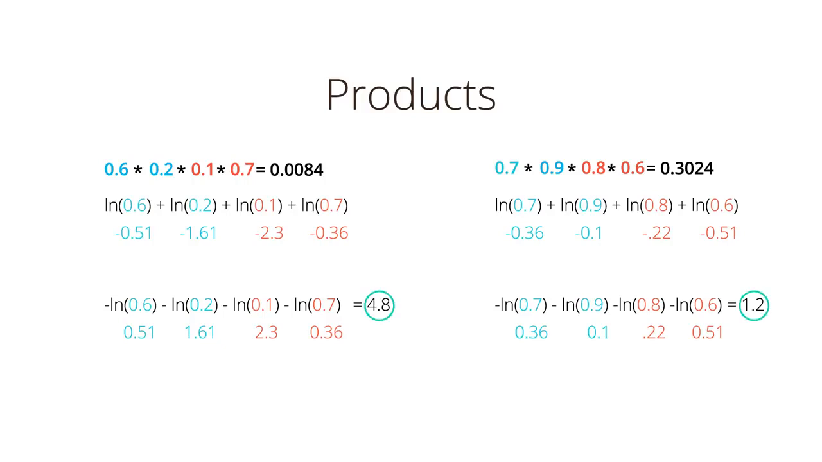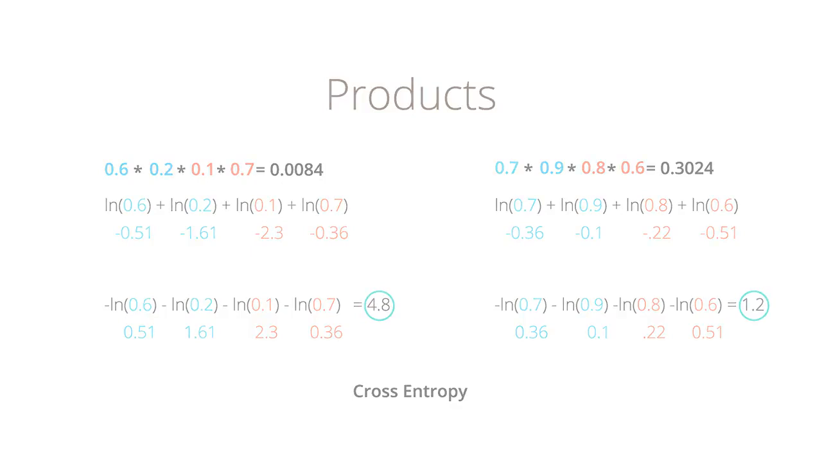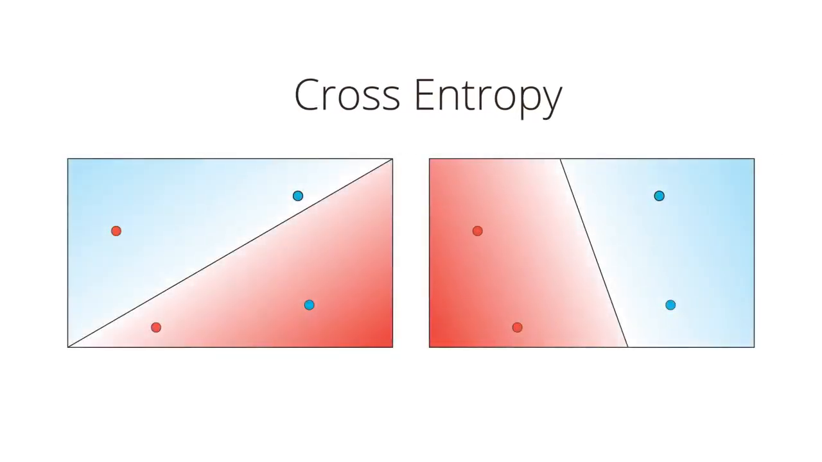A good model will give us a low cross entropy, and a bad model will give us a high cross entropy. The reason for this is simply that a good model gives us a high probability, and the negative of the logarithm of a large number is a small number, and vice versa. This method is actually much more powerful than we think.